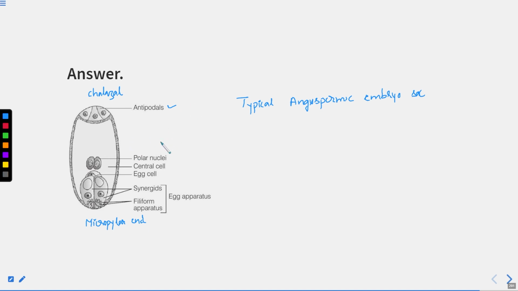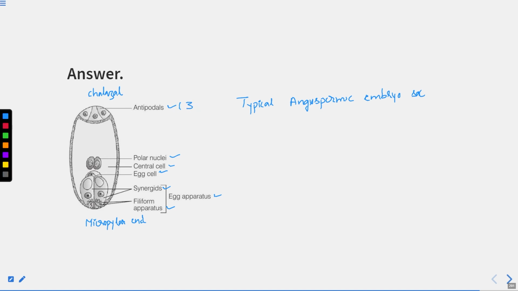All right. So now you can see here, these are the two polar nuclei. Here is the central cell. Egg cell you can see. So egg apparatus is made up of the egg cell and two synergids. And within the synergid, filiform apparatus is present. So antipodals, there are three cells and there are three nuclei.